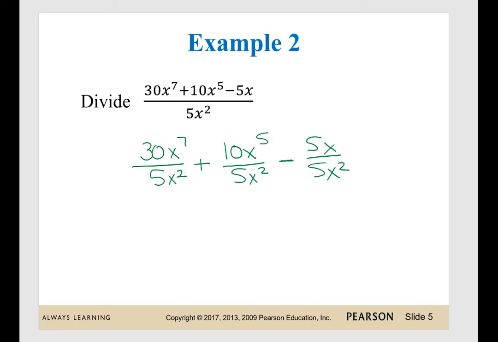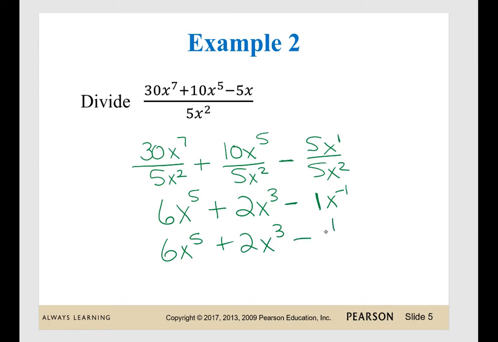All right, here we go. 30 divided by 5 is 6. X to the 7th divided by x squared is x to the 5th. Plus 10 divided by 5 is 2. X to the 5th divided by x squared is x cubed. Minus 5 divided by 5 is 1. So x to the first divided by x squared. Remember, we're subtracting, so this is x to the negative 1 power. And what is x to the negative 1 power? We can't have negative exponents in our answer, so this is minus 1 over x. There's my answer.